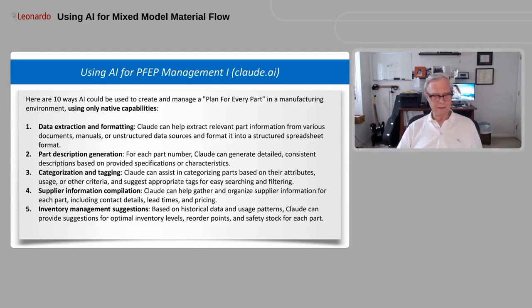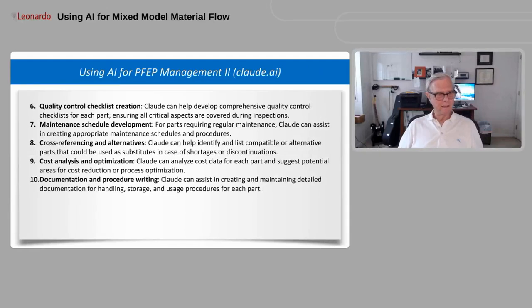So that's 5. And then it gave me 5 more. So quality control checklist creation. So look at each part and come up with a comprehensive quality control plan or checklist. Maintenance schedule development. Excellent. That could be very helpful. Cross-referencing and alternatives. Identify and list compatible alternative parts that could be used as substitutes. How it would do that, I'm not sure.